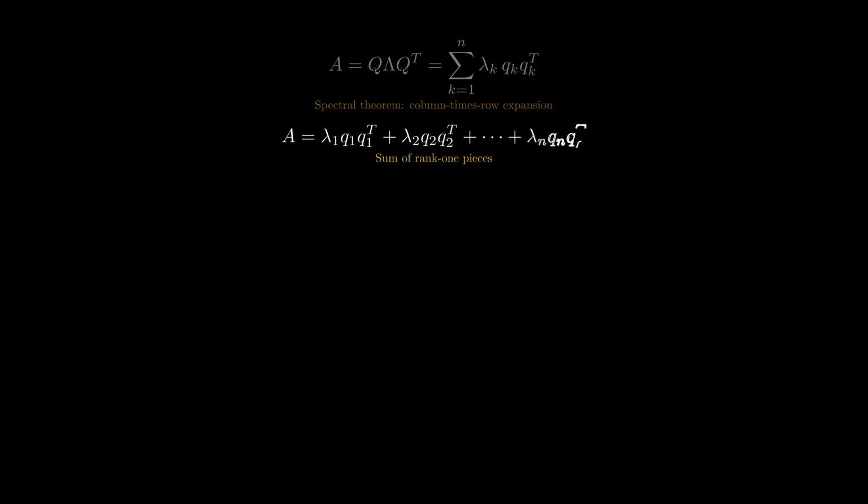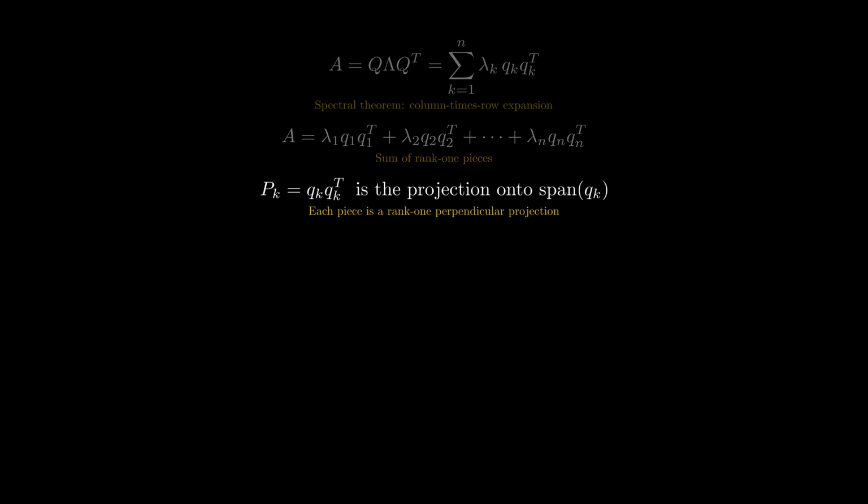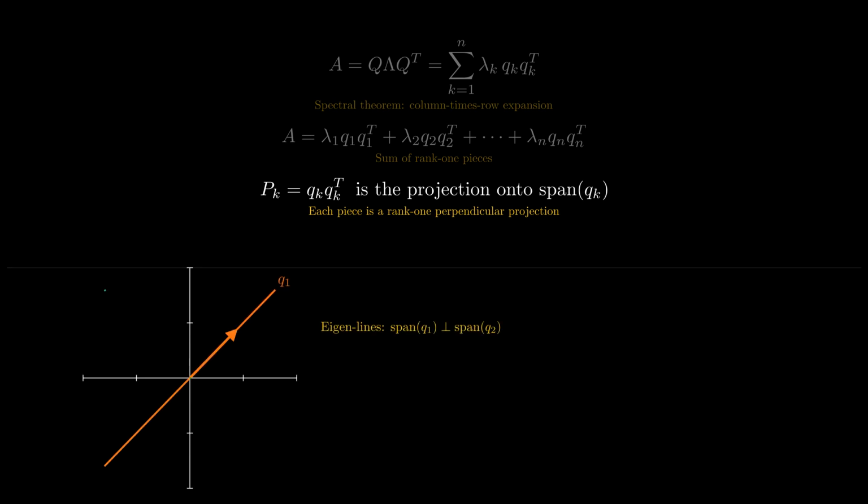Now for the most beautiful consequence of the spectral theorem. When we multiply Q lambda Q transpose using the column times row rule, the result becomes a sum of simple pieces. We get lambda 1 times Q1 Q1 transpose plus lambda 2 times Q2 Q2 transpose and so on through lambda n times Qn Qn transpose. Each piece Qk Qk transpose is a rank 1 matrix. It's the projection onto the line through the eigenvector. So every symmetric matrix decomposes into perpendicular projections weighted by its eigenvalues.